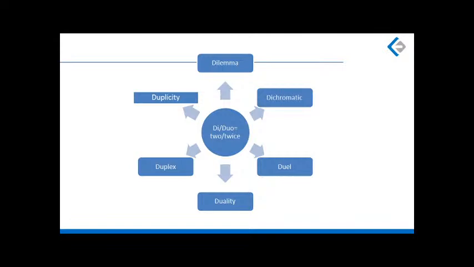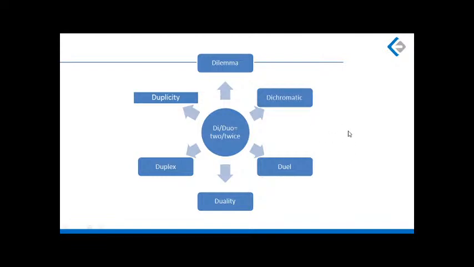Bi was both. Di is also both. How can both the words mean both? One word is a Latin word, one word is a Greek word. So di is also both, duo is also both. What kind of words does it give me? It gives me dilemma. It means you are in two minds, you are unable to decide what to do and what not to do. That's a dilemma for you.